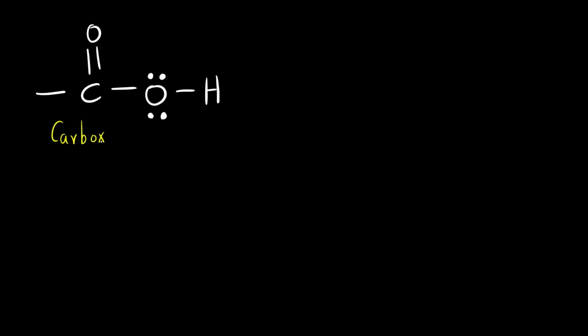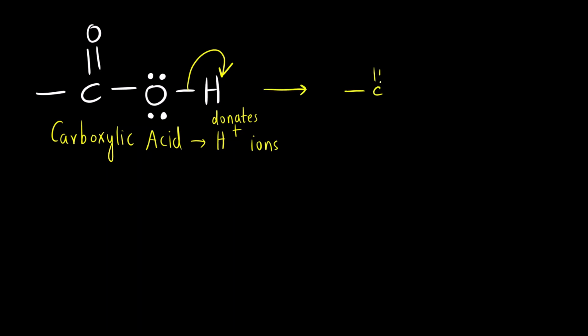First is the carboxylic acid group. We know what is the role of an acid. How do you define an acid? Acid is any species that donates H plus ions, or protons, right? So this H plus ion can be donated by the carboxylic acid. Why is this acidic? Because the negative charge on the oxygen atom is stabilized by resonance with the carbonyl group. That is why carboxylic acids are acidic in nature.